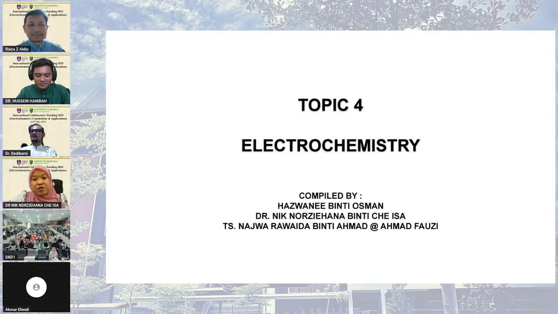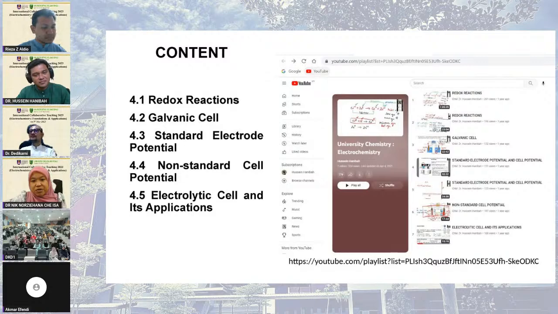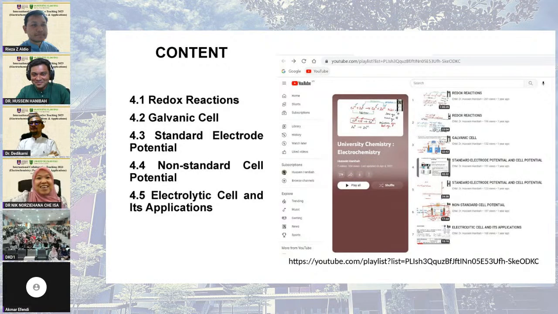Electrochemistry in our Center of Foundation Study for chemistry is under topic 4. This is the content that we learn in foundations of chemistry. We have five subtopics: redox, galvanic cells, standard electrode potential, non-standard, and electrolytic cell and its applications. If you want to learn more about electrochemistry under the foundation study, you can go to the YouTube channel of Dr. Hussein, type Hussein Hanibah and search electrochemistry. Do you get the link, students?